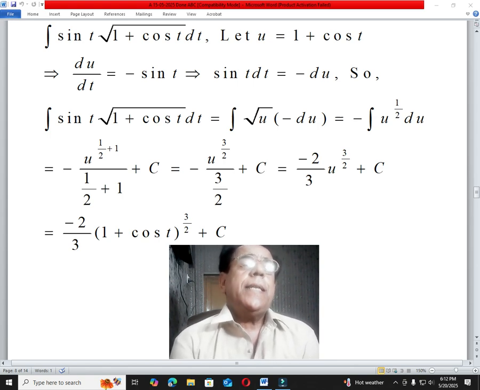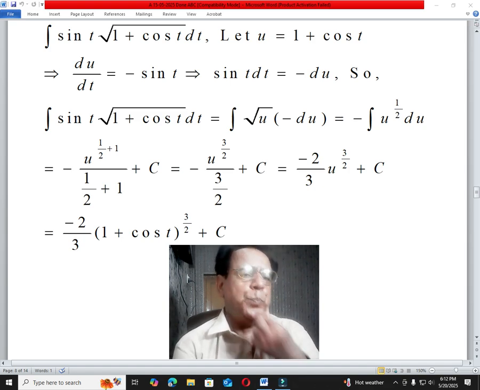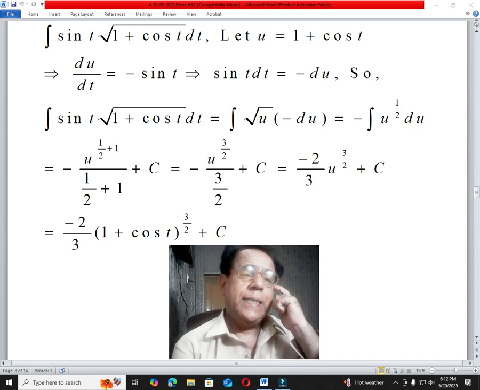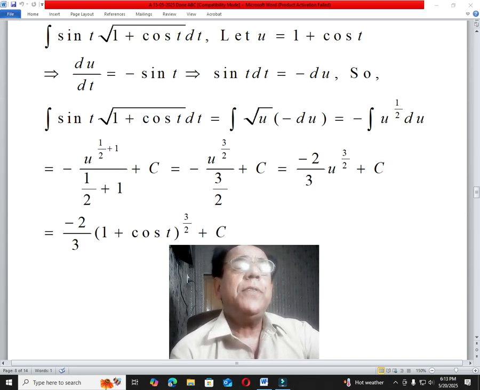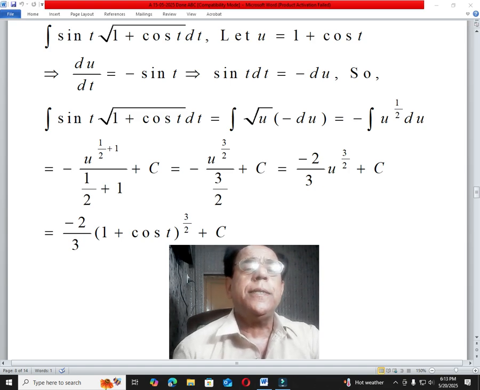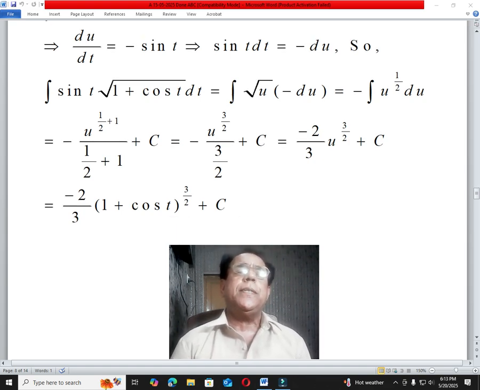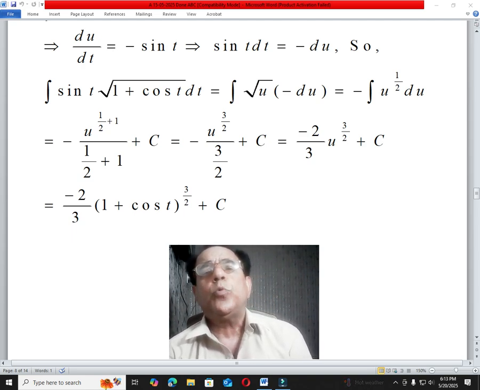So in the next step we will get minus u raised to power 3 by 2, because half plus 1 is equal to 1.5 or 3 by 2, and this 3 by 2 will also appear in the denominator plus c, and we know that fraction in the denominator is reversed, that is denominator of the denominator appears in the numerator. So our next step will become minus 2 by 3 u raised to power 3 by 2 plus c.